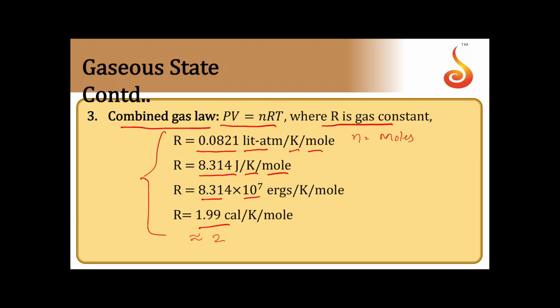So once again, R is equal to 0.0821 liter atmospheres per mole per Kelvin, or 8.314 joule per mole per Kelvin, 8.314 into 10 to the power of 7 ergs per mole per Kelvin, 1.99 or else nearly equal to 2 calorie per mole per Kelvin. These values must be remembered.